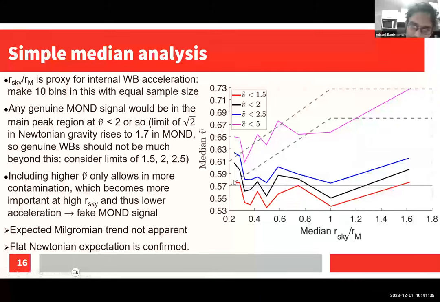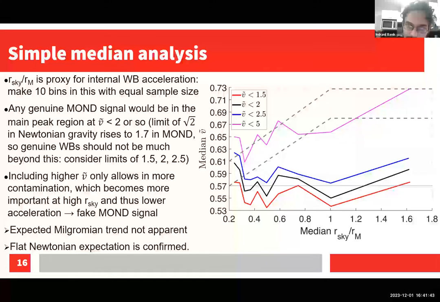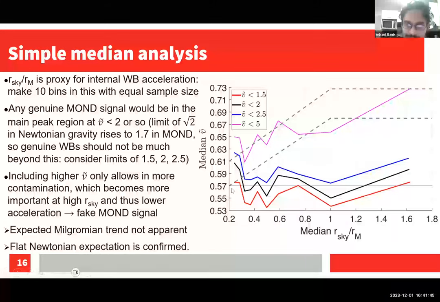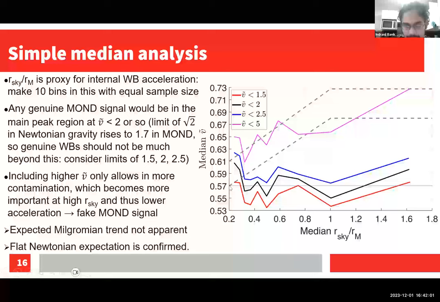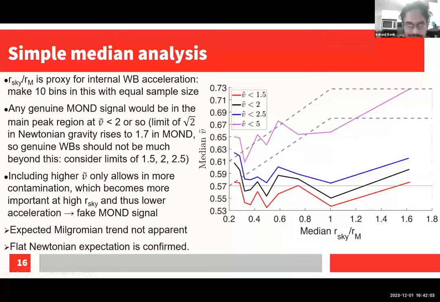Now, the reason I've shown two gray lines is because the normalization is arbitrary, as in you can predict it in detail based on a model, but we're not doing that here. This is just a model independent way of looking at the data. What happens, of course, is that the exact details of the distribution of orbital eccentricities and projection effects and other things can change the median V tilde of your sample. And that's true regardless of the gravity law.